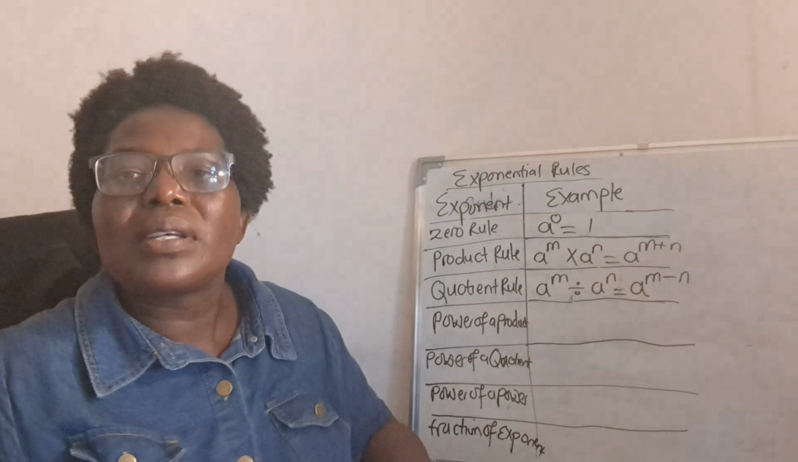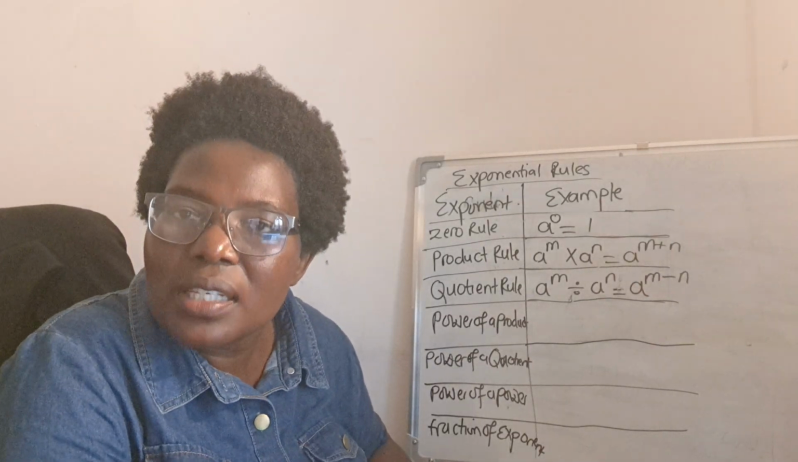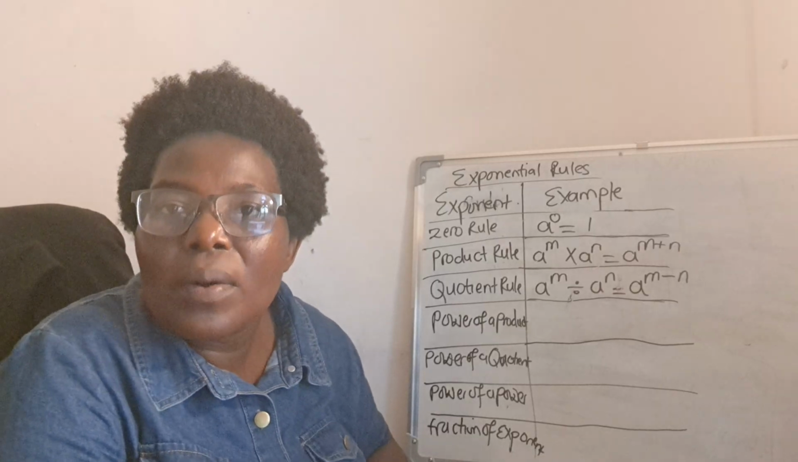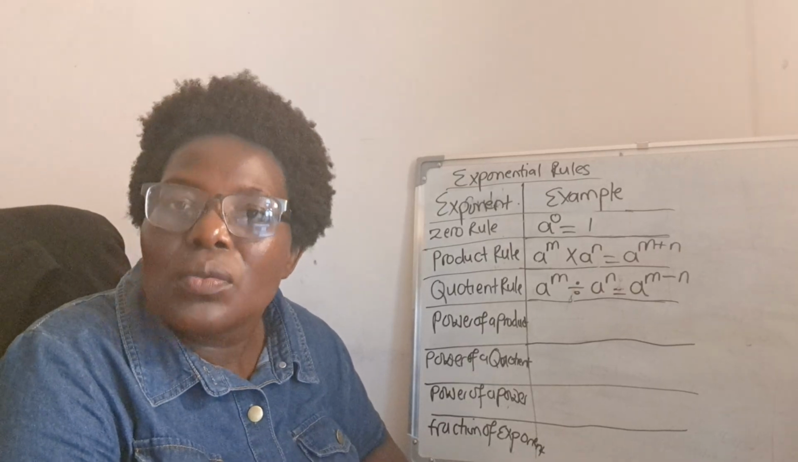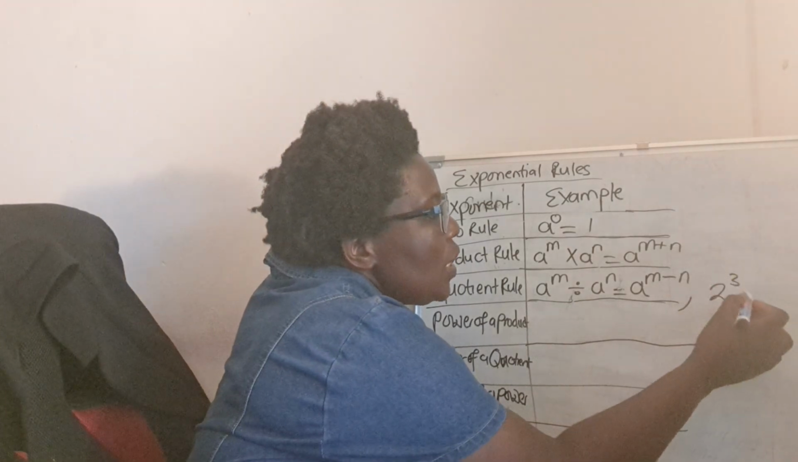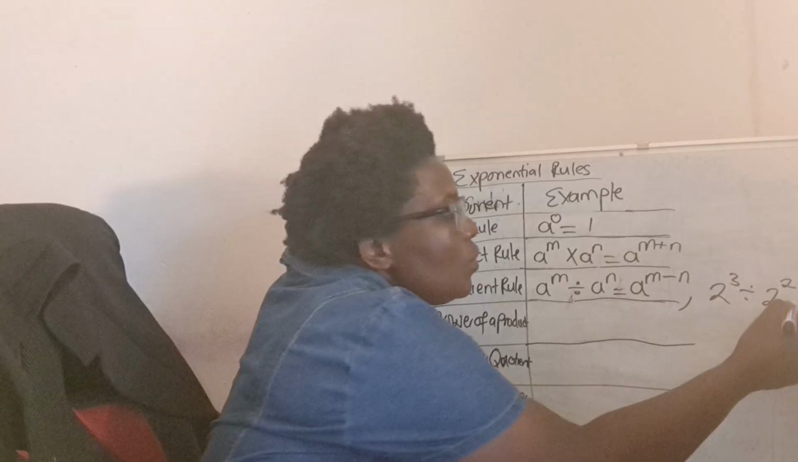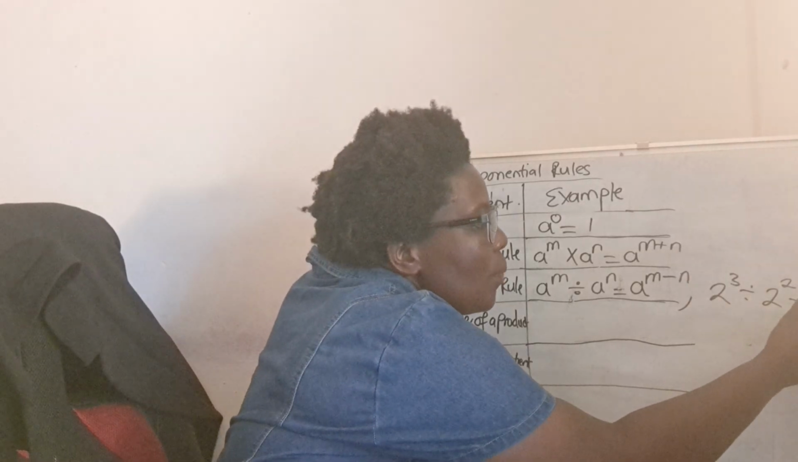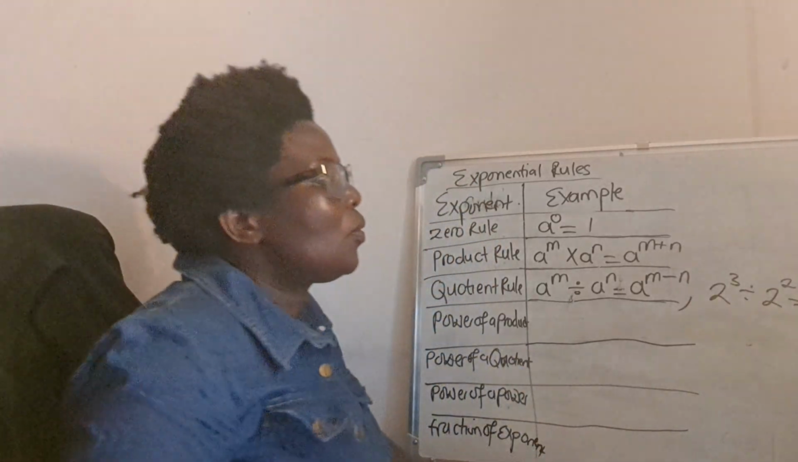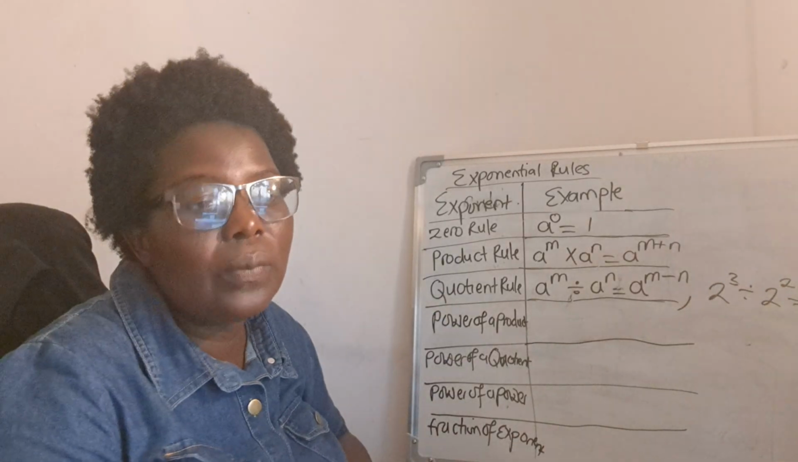If these were numbers, we could get an answer. For example, 2 to the power of 3 divided by 2 to the power of 2. This will give us 2 to the power of 1. Why? Because 3 minus 2 is equal to 1.